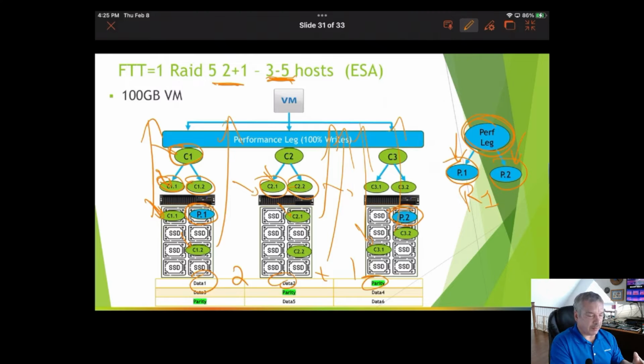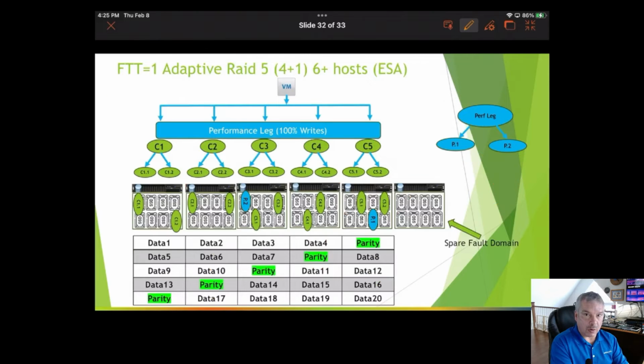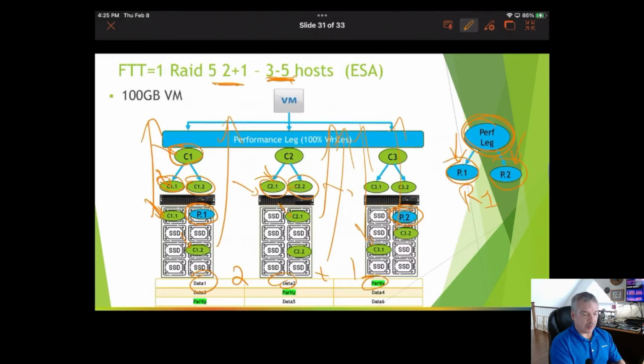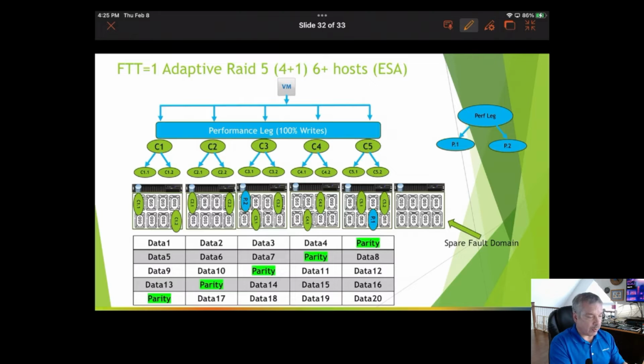With this adaptive RAID 5, once you have 6 or more hosts, or let's say this is how I started, and then I add another 3 more hosts, in about 24 hours it will restripe everything, and this is what it would look like. We'll now have a 4 plus 1, 4 data and 1 parity, okay? So you see all the components we now have. A lot more components, a lot more stripes. And again, we still have our 2 performance legs here, okay? So this is what we should see.